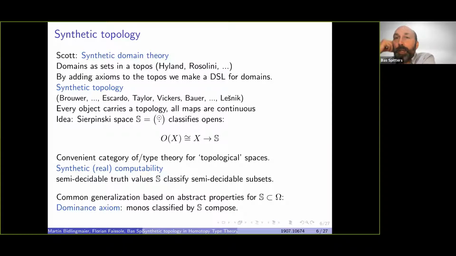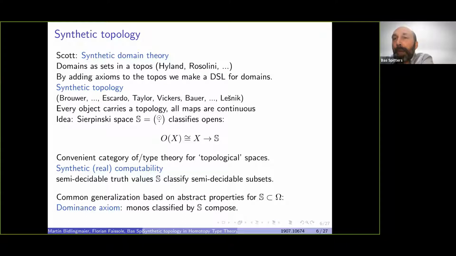So this goes back at least to Scott's, maybe to Brouwer even in some form or another. So Scott had the idea that wouldn't it be nice if domains are just sets, and this can be done actually by taking not classical sets but using sets in a topos, and this has been worked out very nicely by Martin Hyland and Pino Rosolini. So they really developed synthetic domain theory in that setting. So then you can actually understand domains as sets in a certain topos.